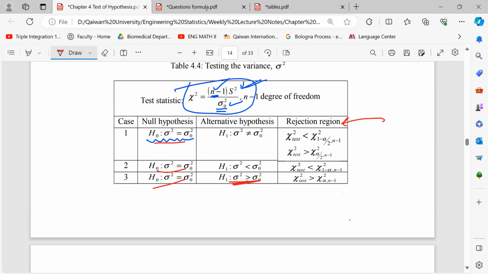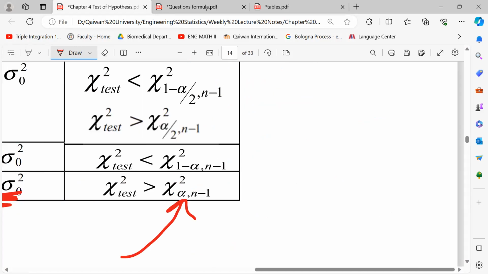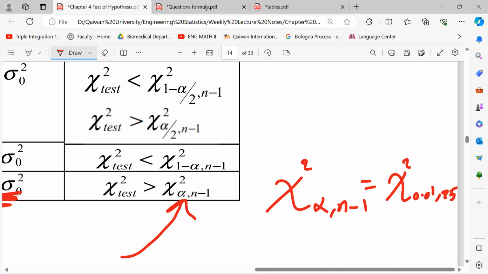Okay? For H1 we choose that sigma squared is greater than 1. That one is sigma naught squared. If we have this, in step 4, we need to find this one. It is chi squared of alpha and n minus 1. N is known, alpha is known. It is chi squared of alpha is 0.01 and n minus 1 is 25 minus 1, which is 24. Okay?